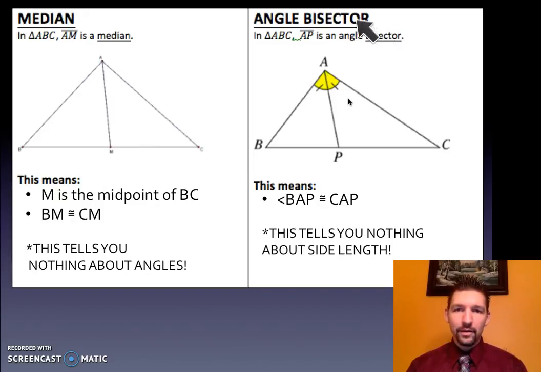Moving over to the next one, we have an angle bisector. That tells you that AP here is a bisector of the angle of the triangle. So angle BAP is congruent to angle CAP, the two angles marked here in yellow. Again, this tells you nothing about side lengths. An angle bisector talks about angles. A median talks about sides.